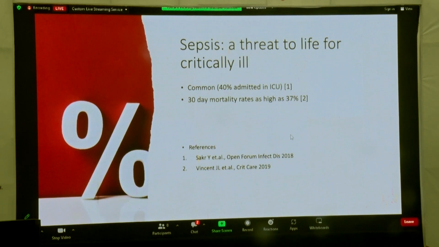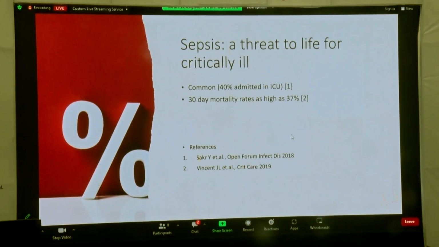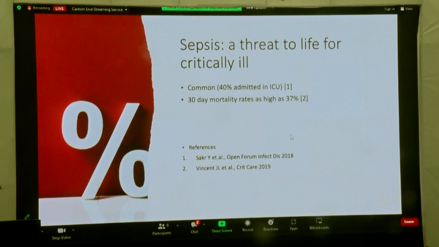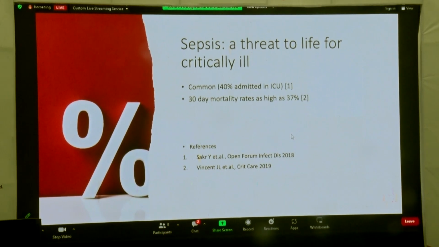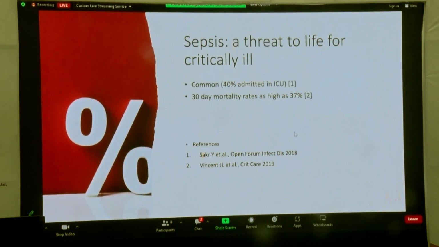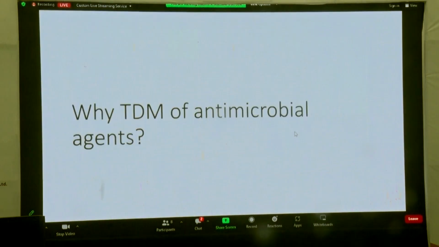So to start with, sepsis. Sepsis is a threat to life, especially for ICU patients. It's common in ICU patients, around 40% of them develop sepsis, and the 30-day mortality rates are as high as 37%. With this outset, I would like to ask this question: why TDM of antimicrobial agents? Why is it important?